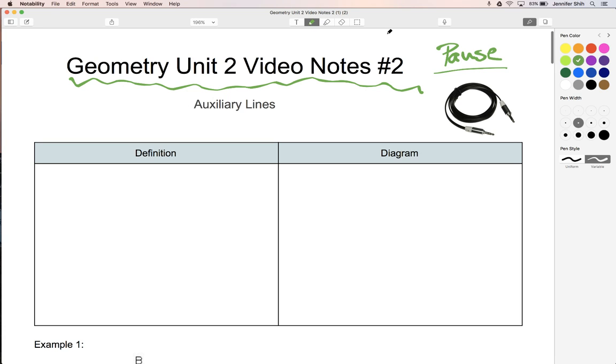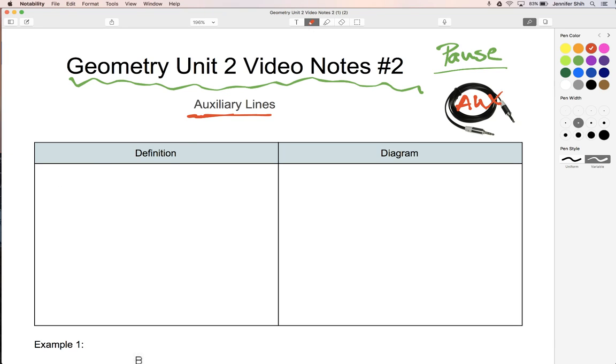We are talking about auxiliary lines today. If you've ever passed the aux cord in a car so that you can listen to music, you've also used the word auxiliary at some point in your life. Let's talk about what it means in geometry, and then I'll relate it back to this doohickey over here.